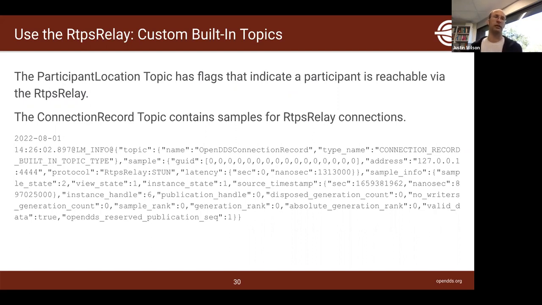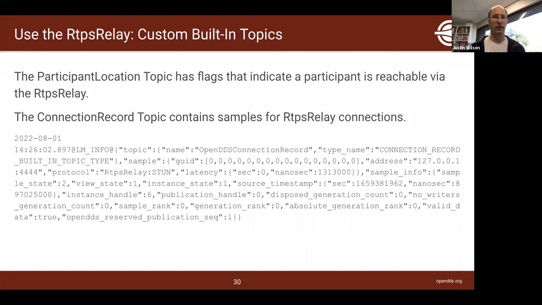So that gives you some idea that you may be talking to them through the relay, or at least that talking to them through the relay is possible. If they're instead a local one, that is, you've received a message from them using a local address, it will attempt to optimize that and send it directly locally instead of using the relay, as it would just be more efficient that way. The other custom built-in topic is called the connection record topic.